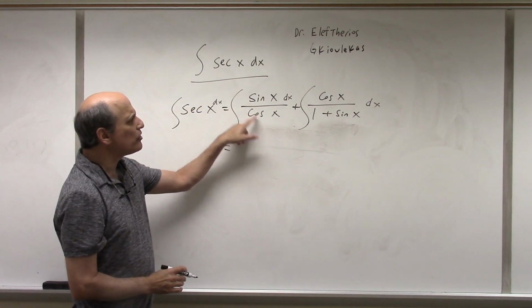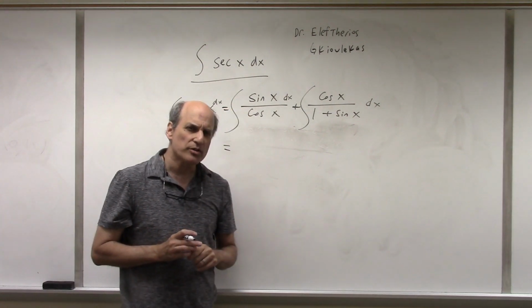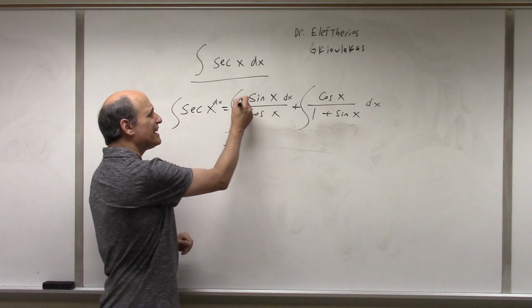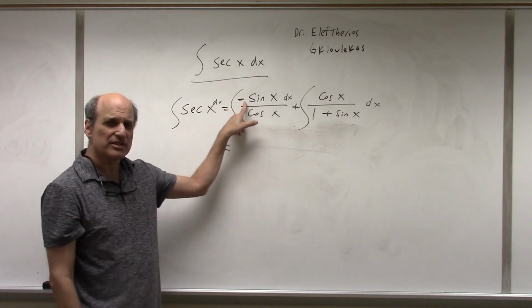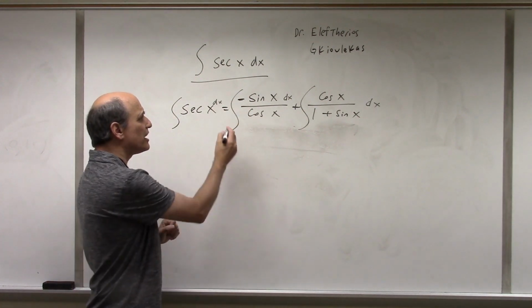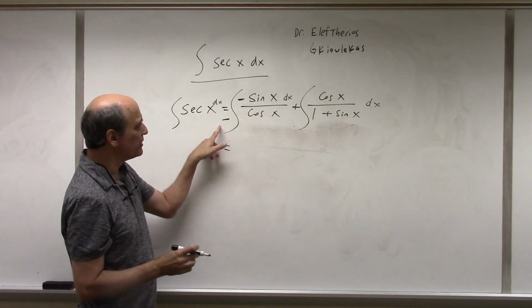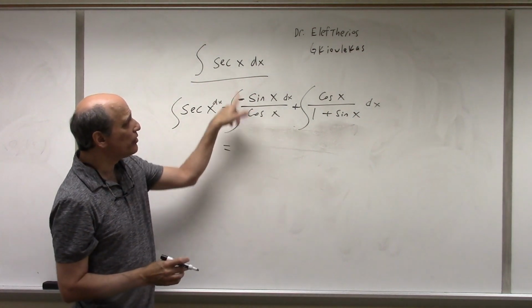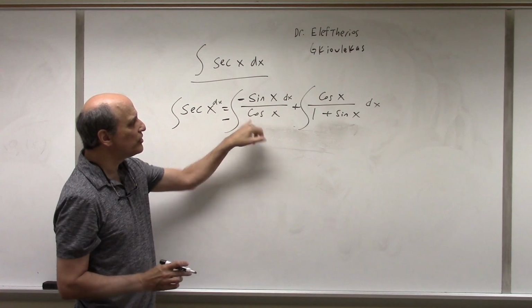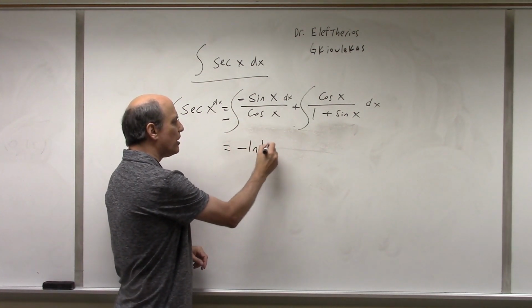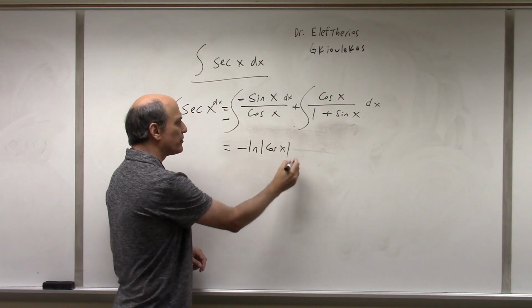This is awful close to the derivative of cosine over cosine. The derivative of cosine is negative sine. I'd really like a negative sign there, but I can put a negative sign on the inside as long as I balance it with a negative sign on the outside. Now, this is the derivative of cosine over cosine. So this integrates as minus the natural log of cosine of x.